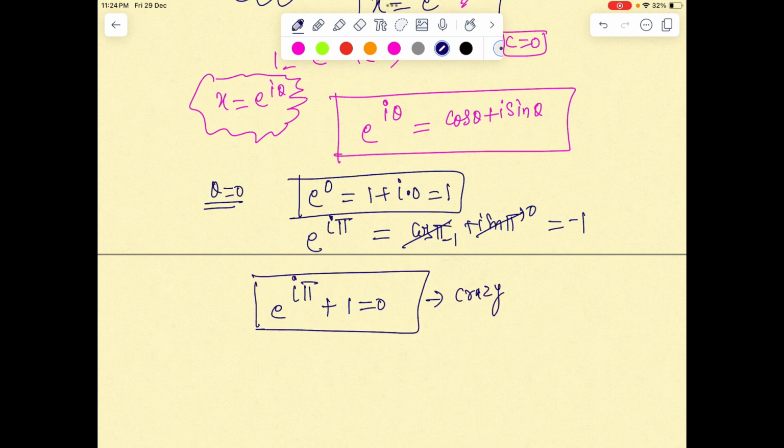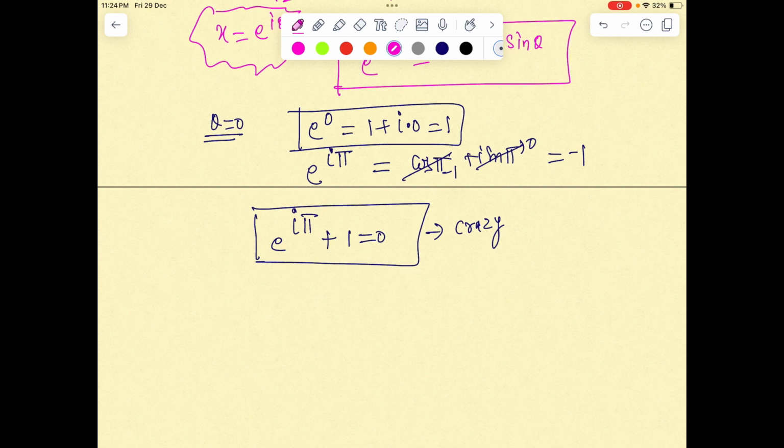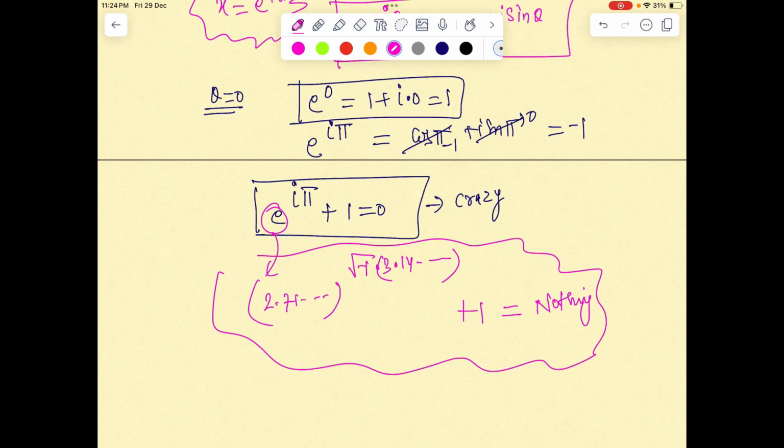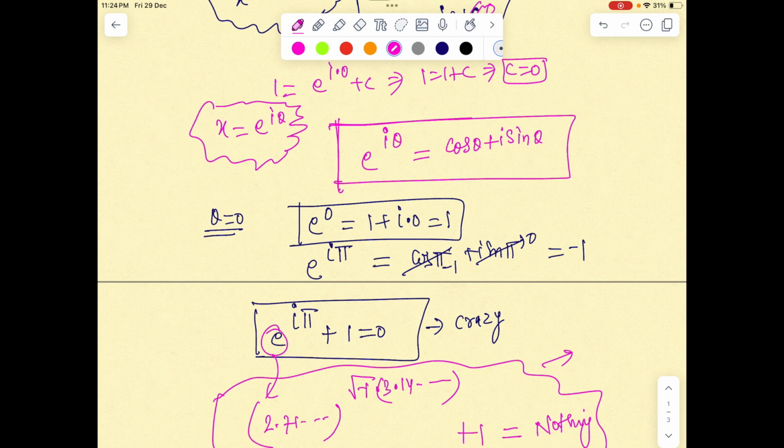And that's really crazy. It feels so awkward to get this, because e is 2.71 something, i is root minus 1, pi is 3.14 something, and you are adding 1 to this and you are getting nothing as the answer, right? And this is the craziest discovery made by Euler, which is one of the special cases of this Euler's theorem, Euler's identity.